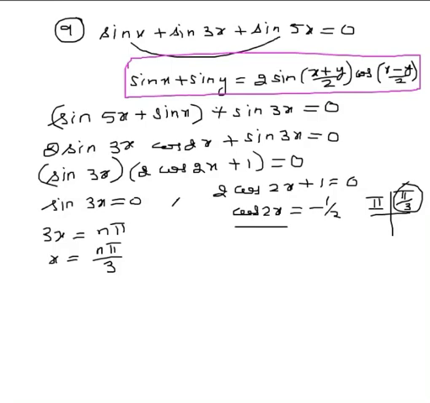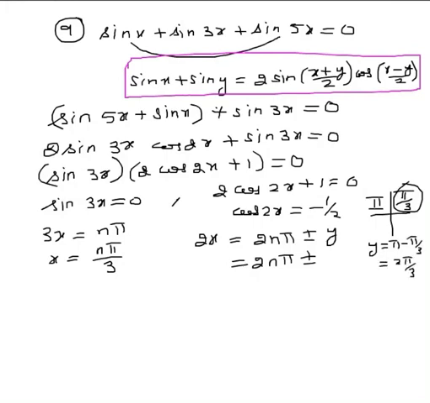The general solution for cos x is equal to cos y. The formula is x is equal to, but here x is 2x in this question. So 2x is 2n pi plus or minus y is the formula, and y is the second quadrant angle, pi minus the base angle, which is 2 pi by 3.